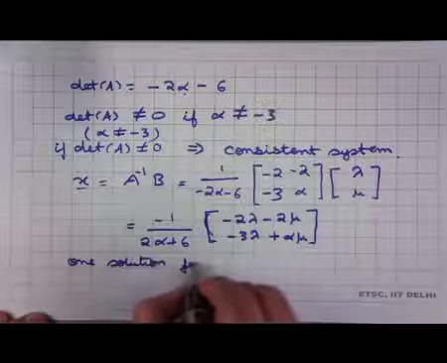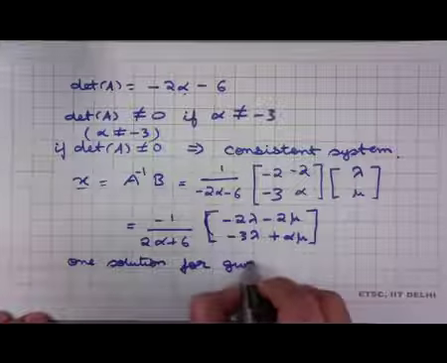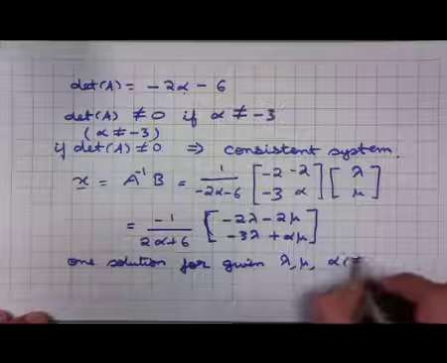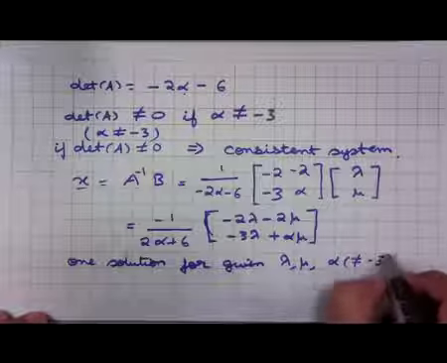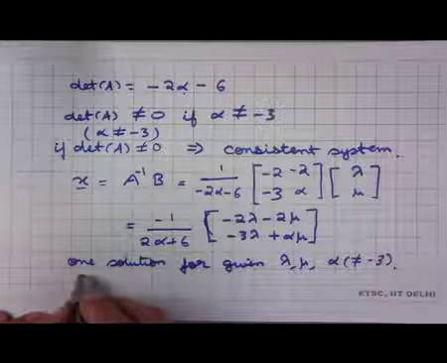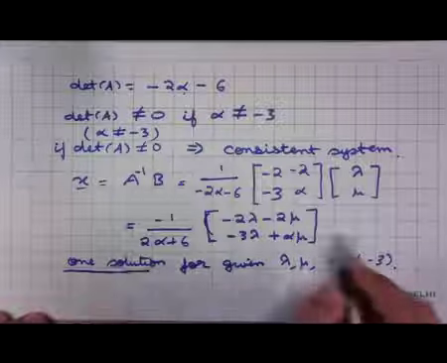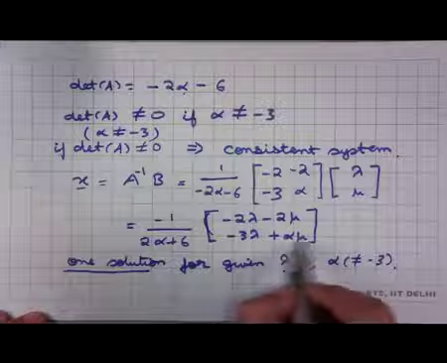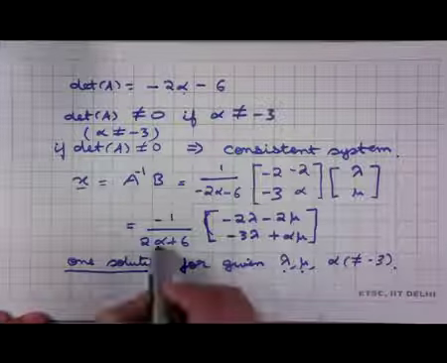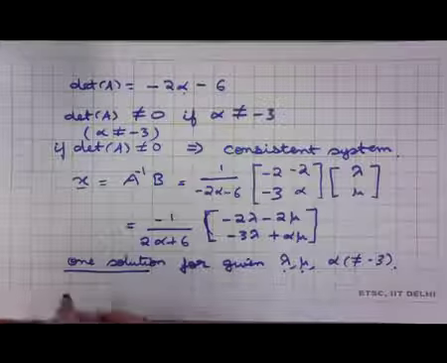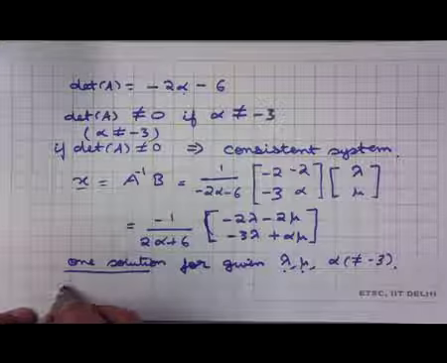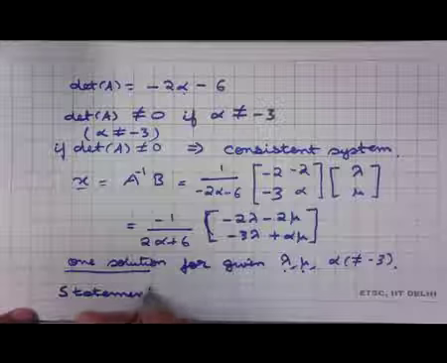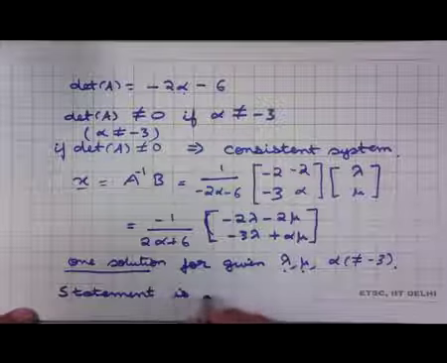for a given lambda, mu and alpha, and alpha is given to be not equal to minus 3. So, therefore, yes, there is a unique solution, because for any value of lambda and mu we can come up with one value of this as long as alpha is not equal to minus 3. So, yes, this statement is true.